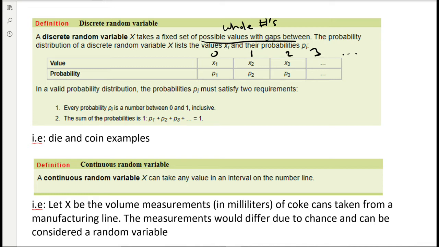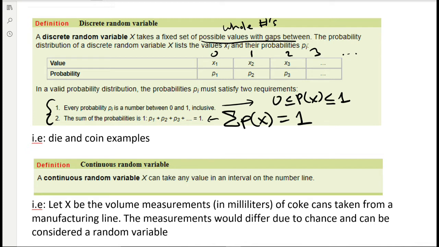Now, we mentioned earlier that a probability distribution must satisfy two requirements. The probabilities have to be between 0 and 1, and then they have to add up to 1. So basically, the sum of the probabilities of x has to equal 1. So that's the second condition. And then the first condition states that the probability p of x for a random variable x has to be between or equal to 0 and 1. We kind of mentioned this earlier in an earlier probability unit, I believe unit 4, but we're emphasizing it here for distributions.